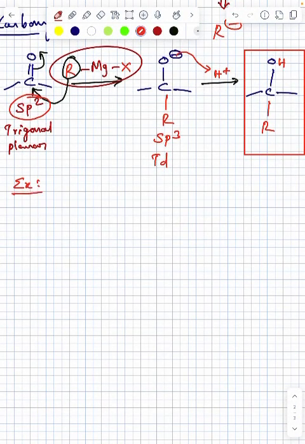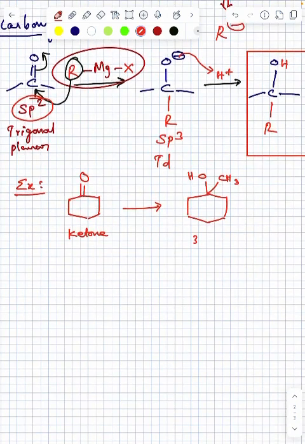For example, I have cyclopentanone. This particular ketone is converted into 1-methylcyclohexanol. So how is it possible? Here I have the ketone functional group, and this ketone functional group is converted into the tertiary alcohol. First of all, we need to identify the functional group change. So here it is the ketone functional group.